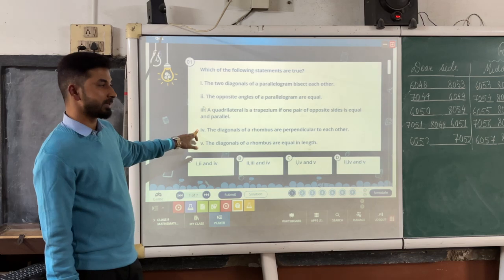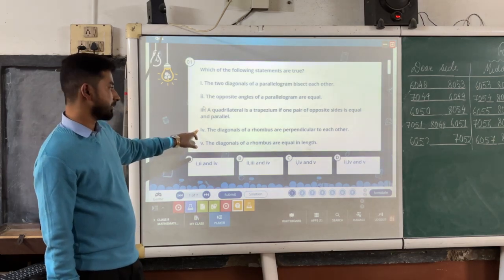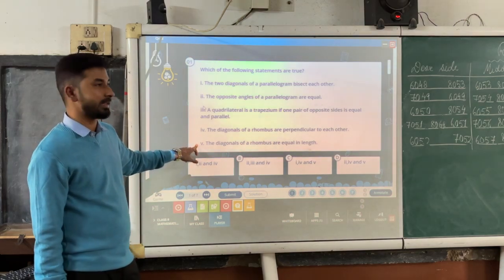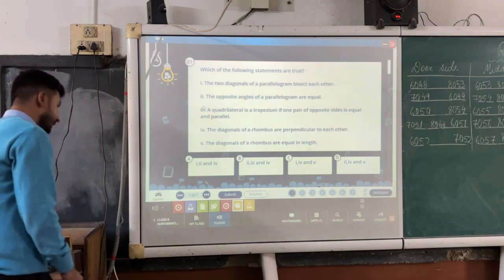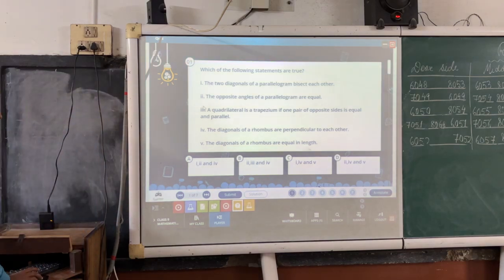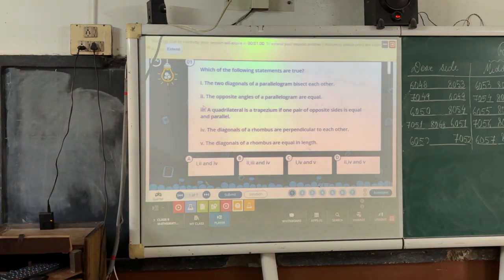The diagonals of a rhombus are perpendicular to each other. This is true. The diagonals of a rhombus are equal in length. No, it's not. The diagonals are equal in the case of a rectangle. So which ones are the true statements? Options: 1, 2 and 4. Next.